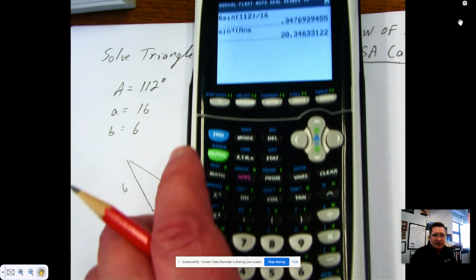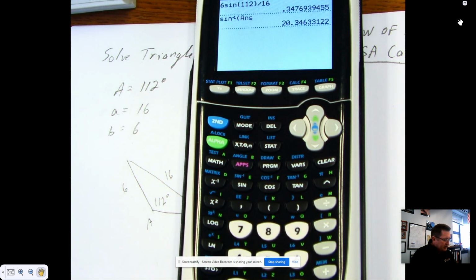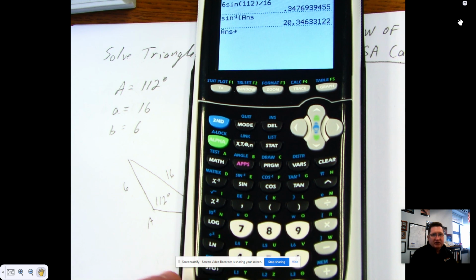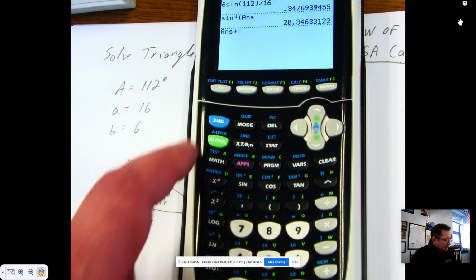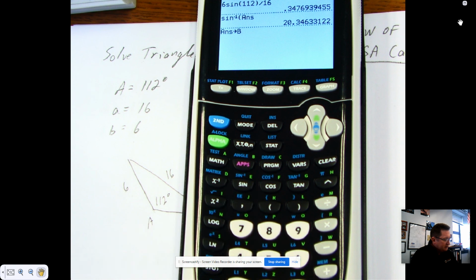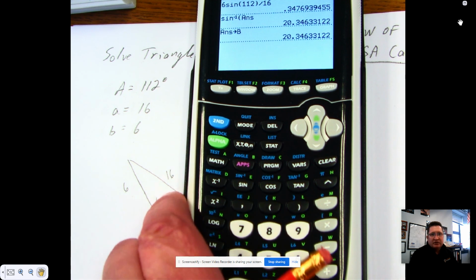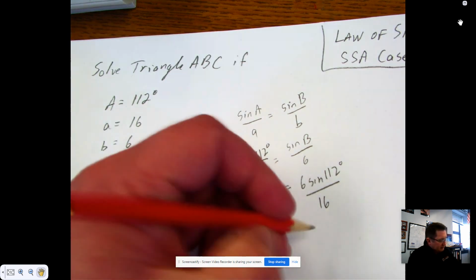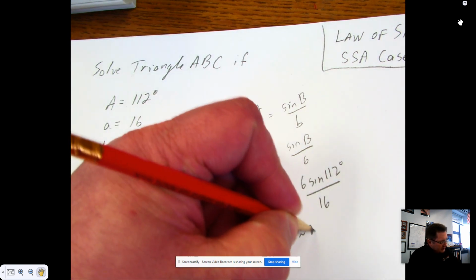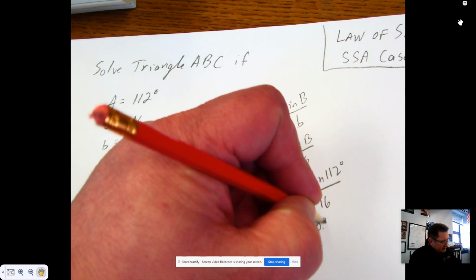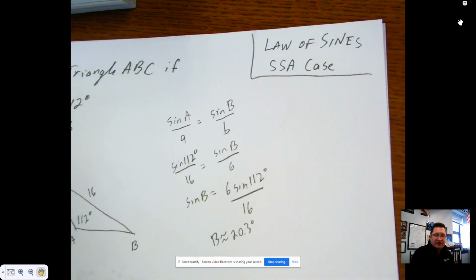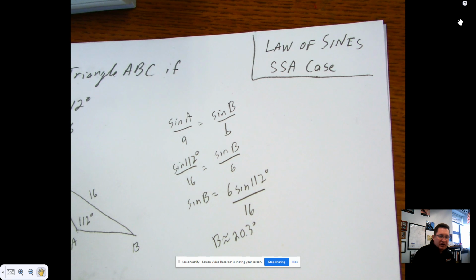Now, you want to store this, and so you want to hit the store button. I'll even move my calculator where you can see. You want to hit the store button, right above the on key, and then store it. You may as well store it in B, since that's what you found was angle B. And so there it is. We can write it down: B is about 20.3 degrees, but we're going to use the stored value when we go to find the other stuff if we need to.